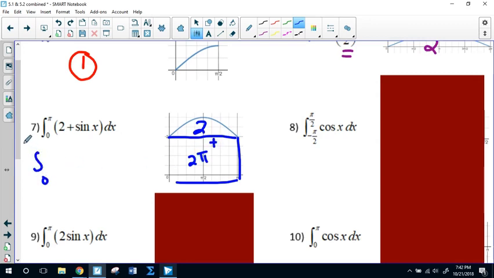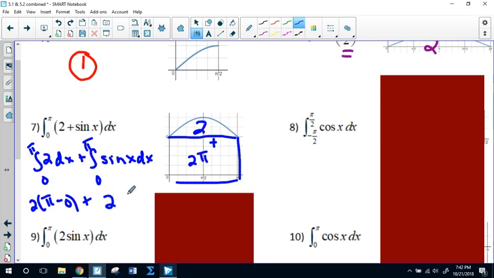Or you could separate and have two integrals and use the rules that we know about each of those. So instead of doing it geometrically, you could do this with some previous rules. So this one is the one where if it's just a number, you take the number and you multiply by the upper bound minus the lower bound. And then this one we already know. That was what was given to us. That's 2. Either way, the answer is 2 plus 2 pi.